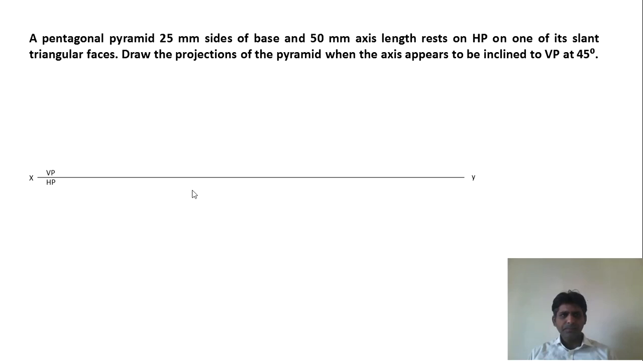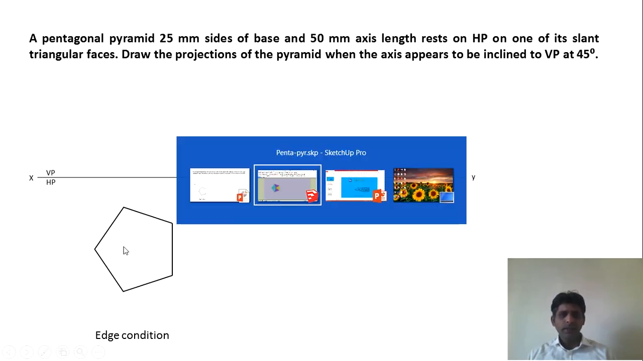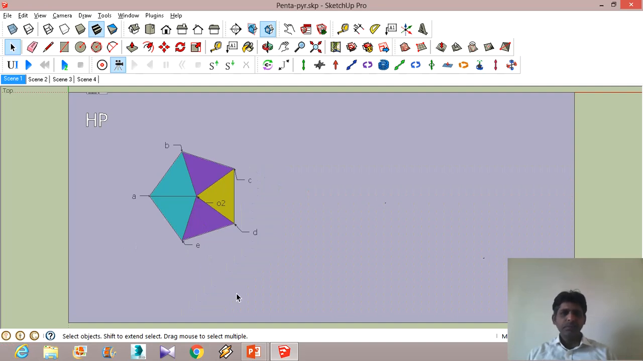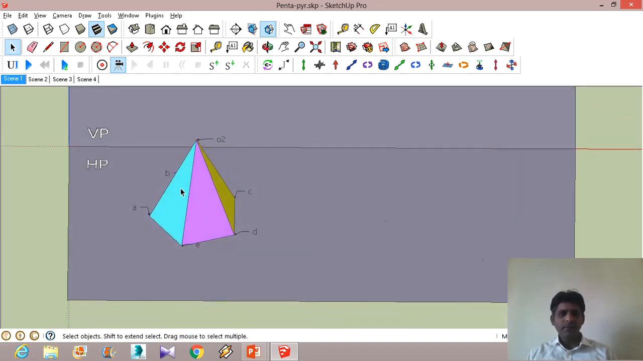Let us start this. As usual, start with drawing the XY line, named VP and HP, and draw the pentagon. It has to be drawn like this. Now, because it is going to rest on a triangular face, the orientation of this pentagon has to be like this. What it means is, when we place it like this and when we rotate this, let me just rotate this and show you.